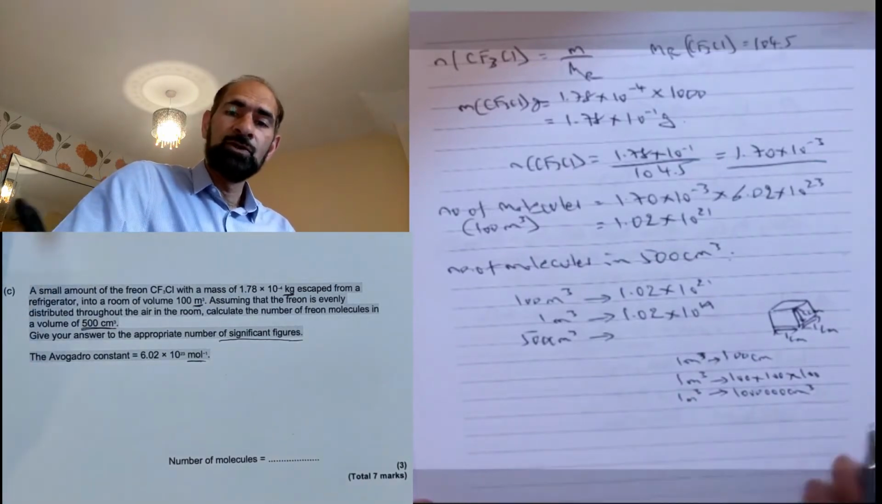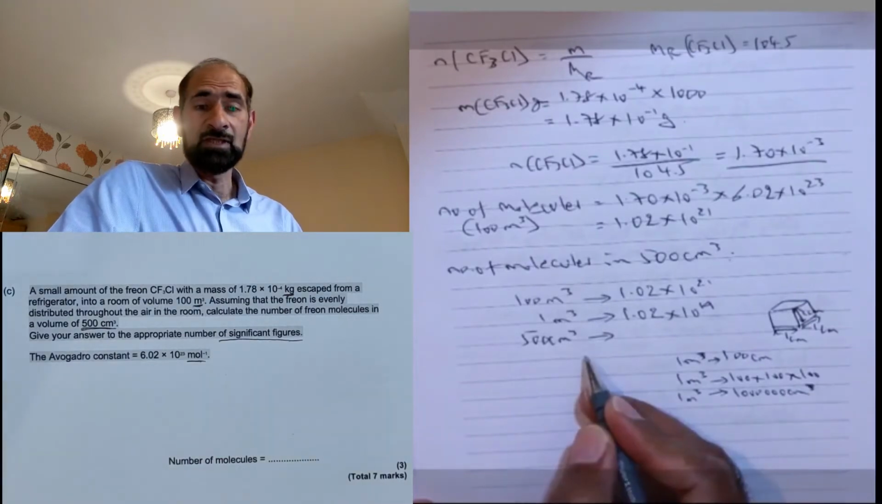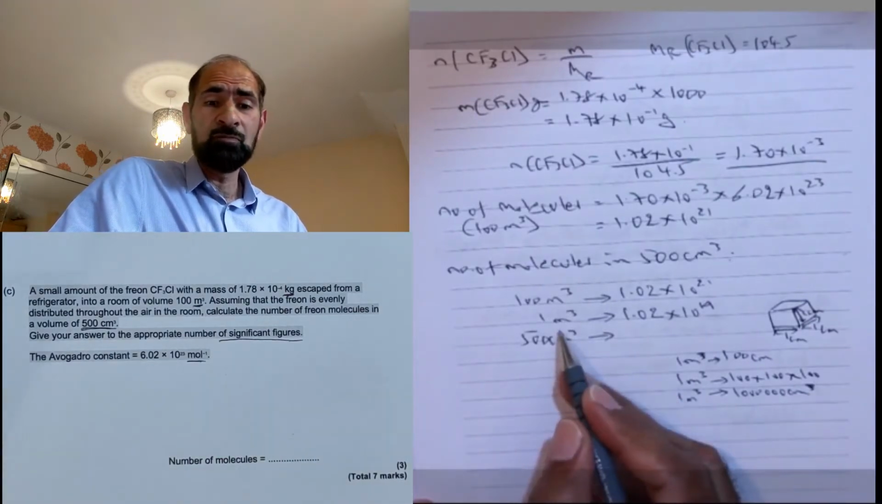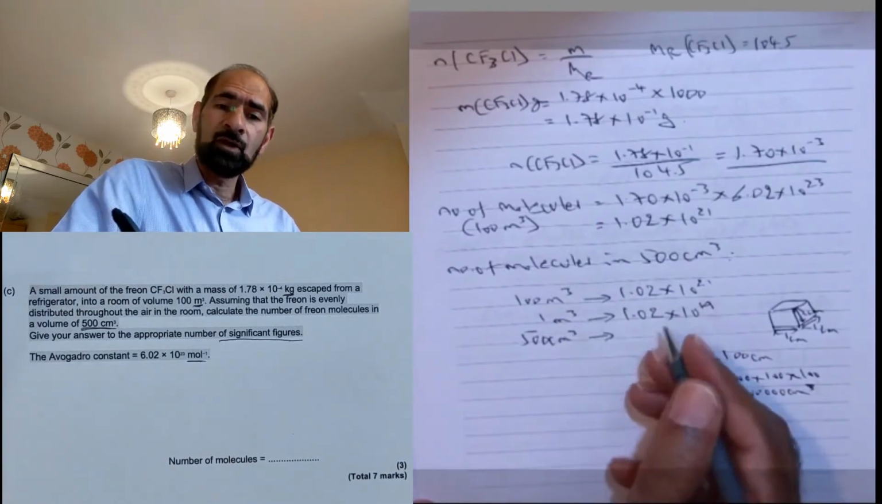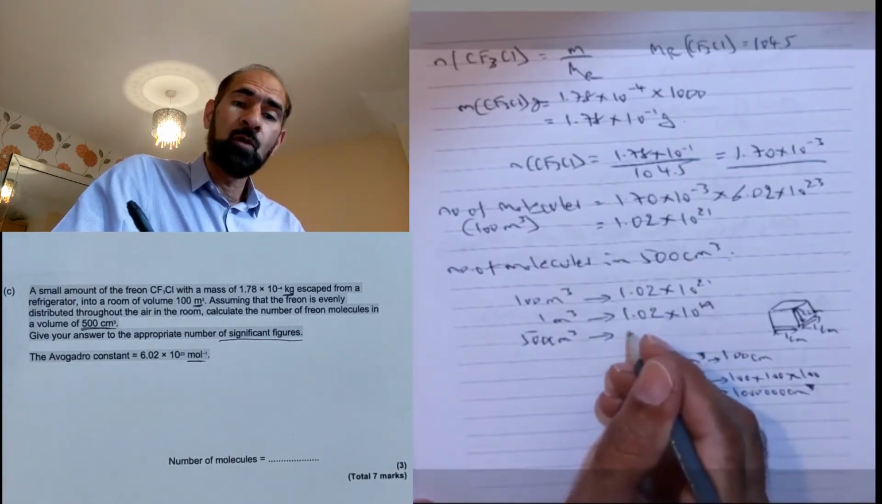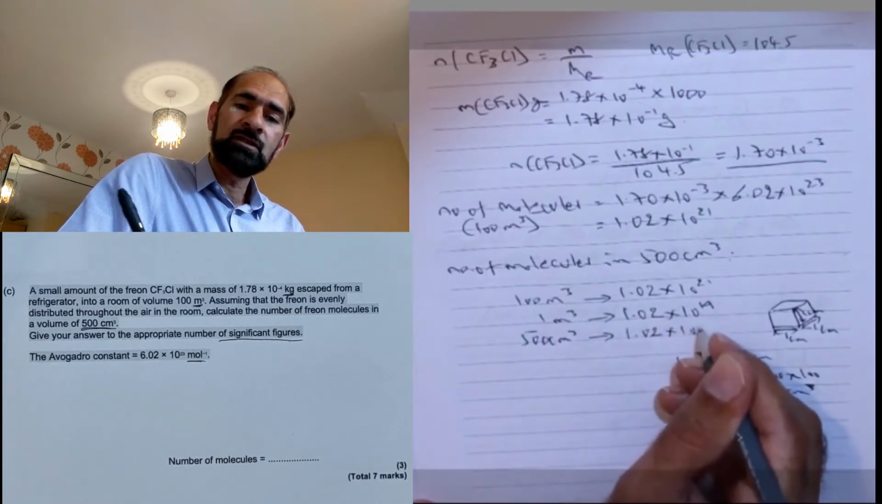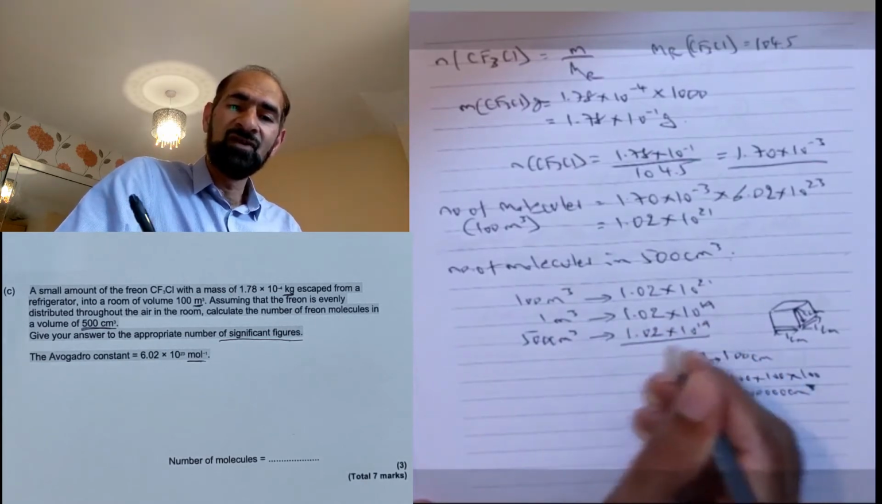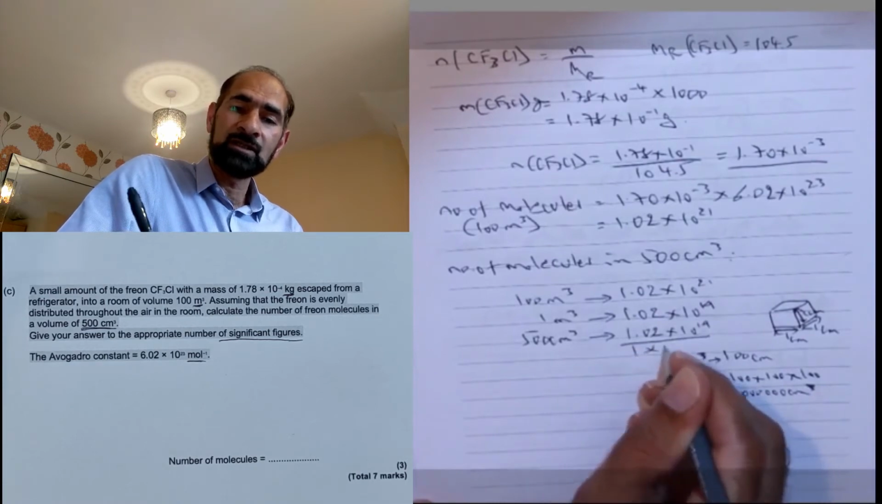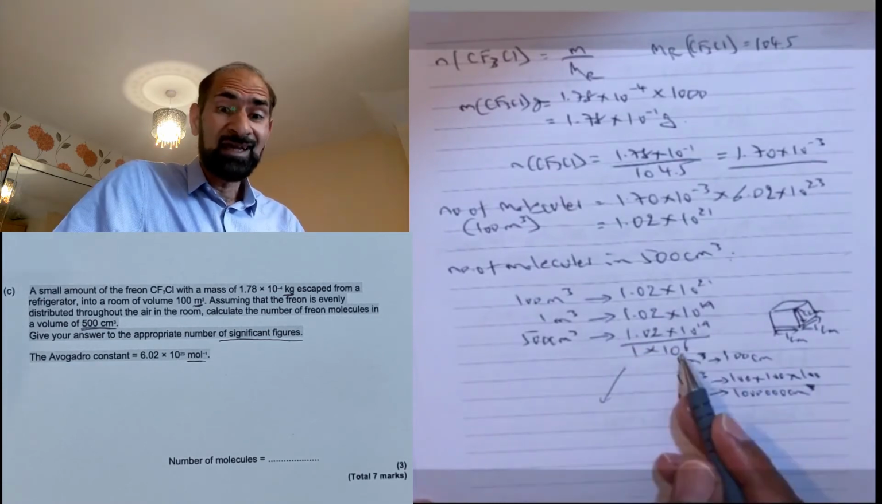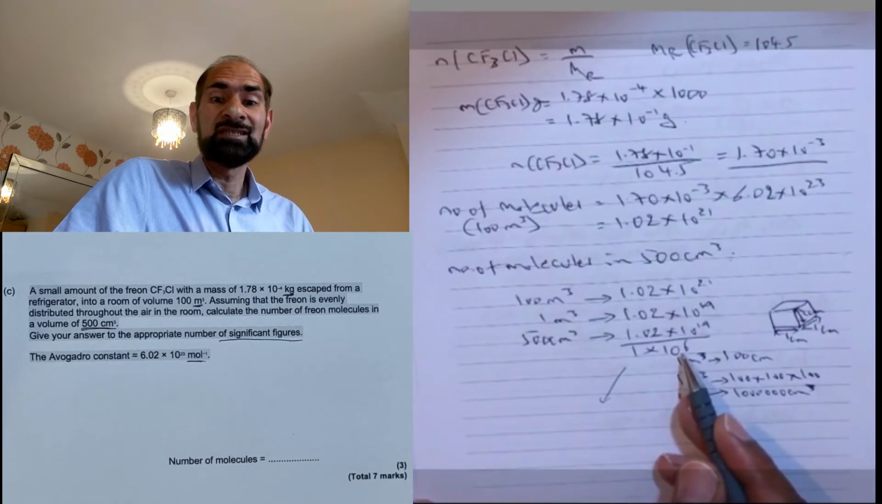So what you need to realize is that 1 meter cubed equals 1 million centimeters cubed. So what I'm going to have to do is say 1.02 times 10 to the 19 divided by 1,000,000, and I'm going to write this in standard form, and that'll give me the number in 1 centimeter cubed.